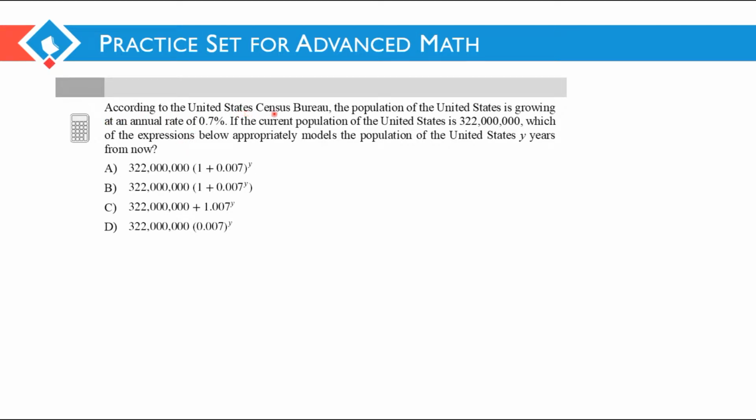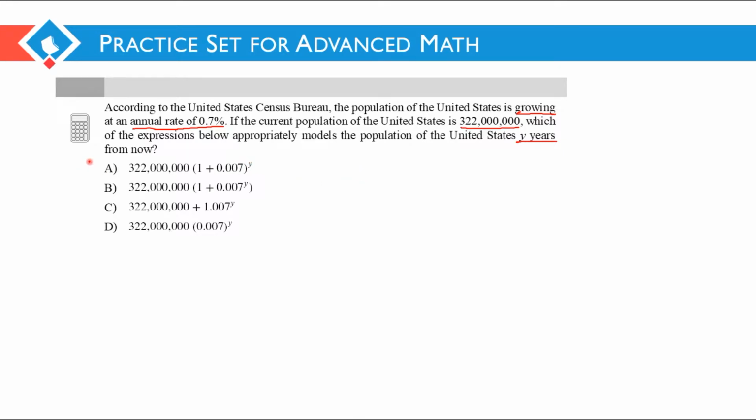According to the United States Census Bureau, the population of the United States is growing at an annual rate of 0.7%. If the current population is 322 million, which of the expressions below appropriately models the population of the United States Y years from now? So this is a pretty straightforward one.